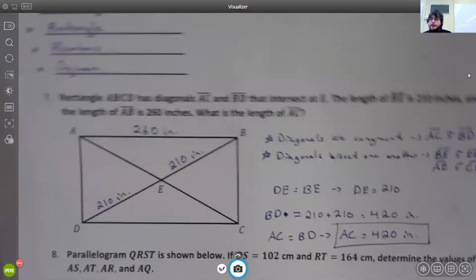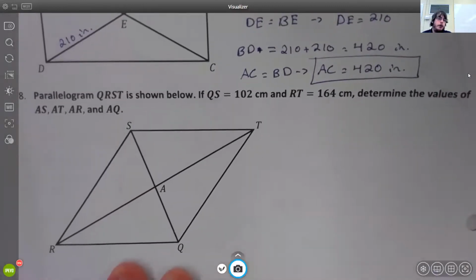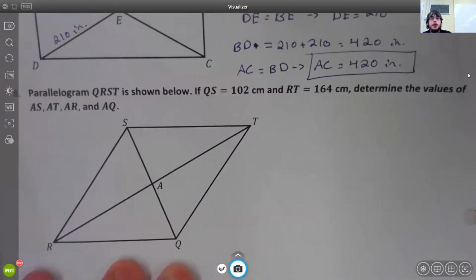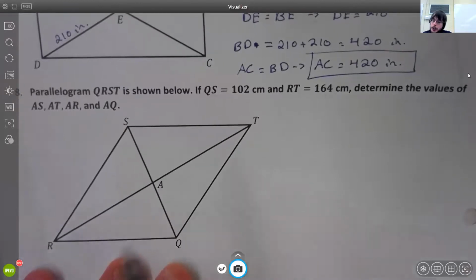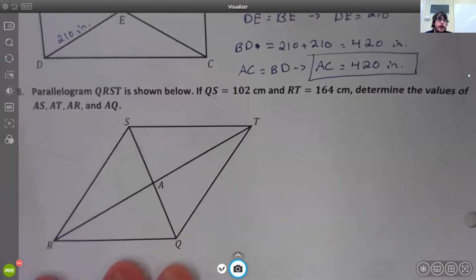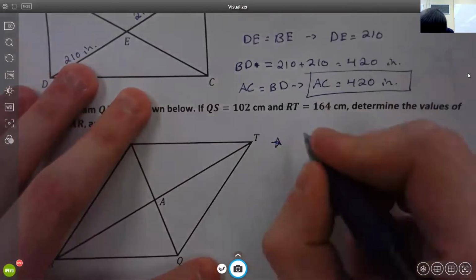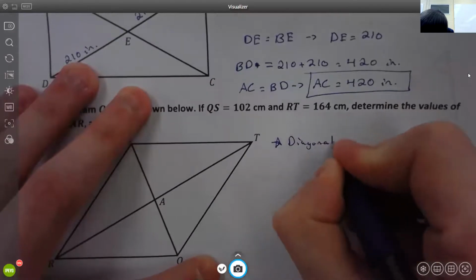And finally, number 8. Number 8, we have parallelogram QRST that's shown below. If QS is 102 centimeters and RT is 164 centimeters, determine the values of AS, AT, AR, and AQ. Now you'll notice here that QS and RT are diagonals. And this doesn't say it's a rhombus or a rectangle or anything like that. So what we need to do is determine, since it just says parallelogram, what the properties of the diagonals are. And the diagonals for a parallelogram are just that the diagonals bisect one another.